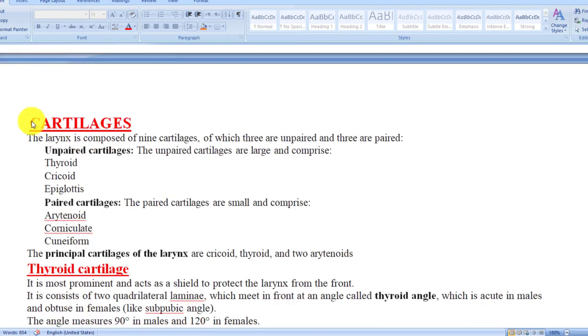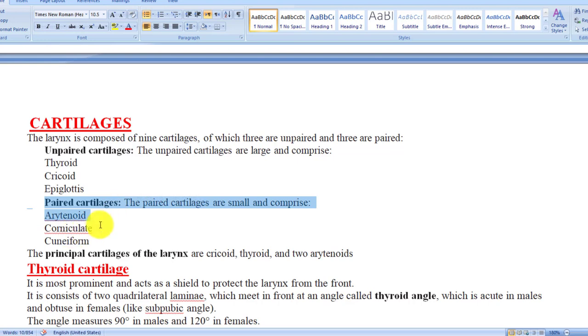Now, as I had told you, I will discuss the cartilages of the larynx. Our larynx is made up of two groups of cartilages: the paired cartilages and the unpaired cartilages, right? There are three paired cartilages, so they will be 6 in number, and the unpaired cartilages are 3, so they will be only 3.